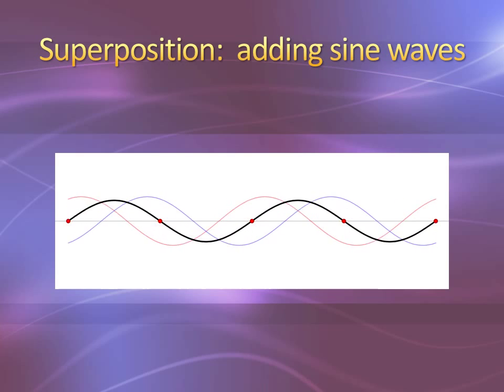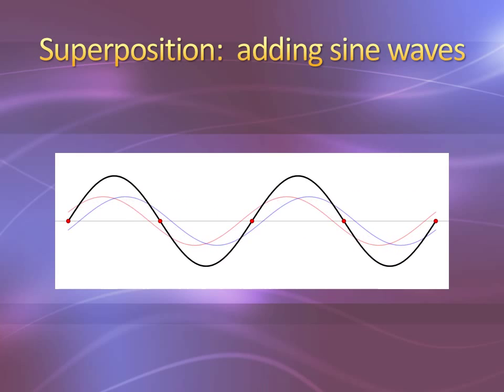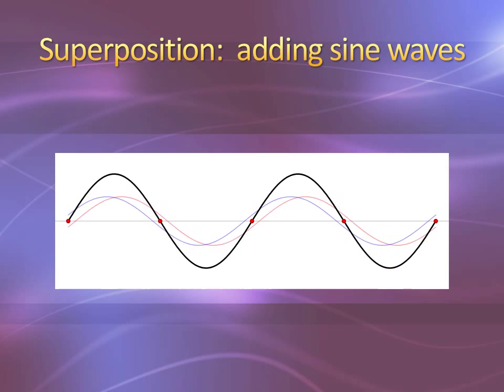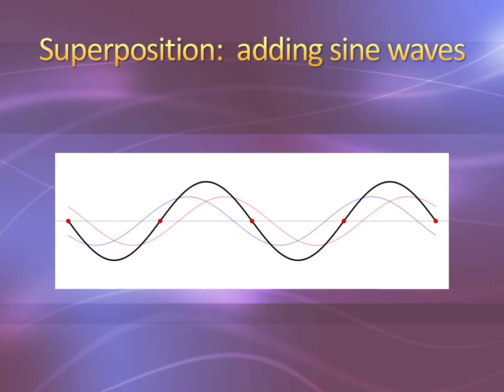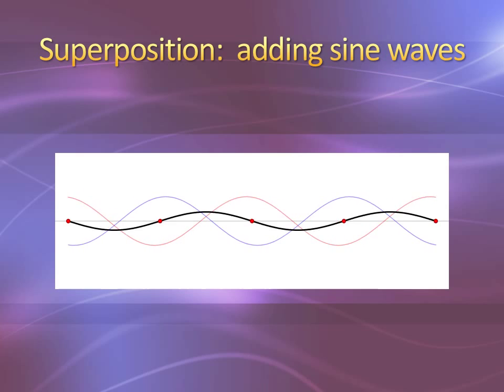So when we have these two waves, you take the position of one and you add it to the other. And you can see here, it obviously changes with time. And you get this black wave, which is the combination of the two.